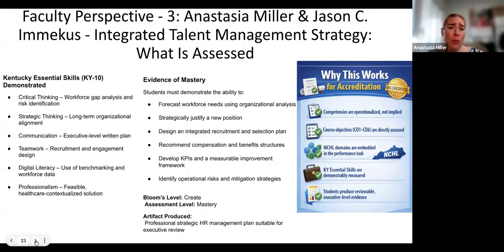But we did start with what we want them to show us at the end. It really was a backwards design: we're not justifying that because they're doing this, it shows that. We intentionally said, we want them to show these skills, so what type of artifact would help us produce that? We identified the Bloom level and the assessment level. It helps map out that all of our course objectives are met on this assignment. The Kentucky 10 that we wanted are met, the NCHL is met, the AUPHA is met, and the students are producing pretty good work that could be used in a workplace.